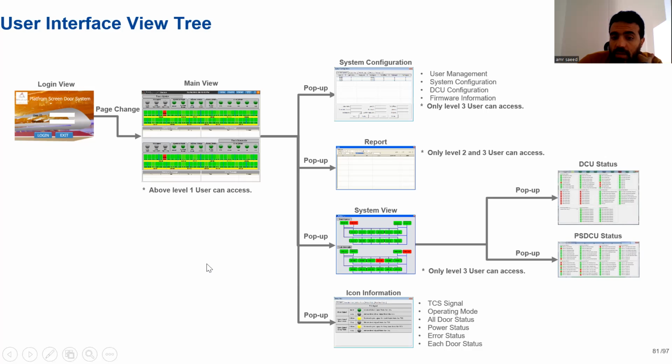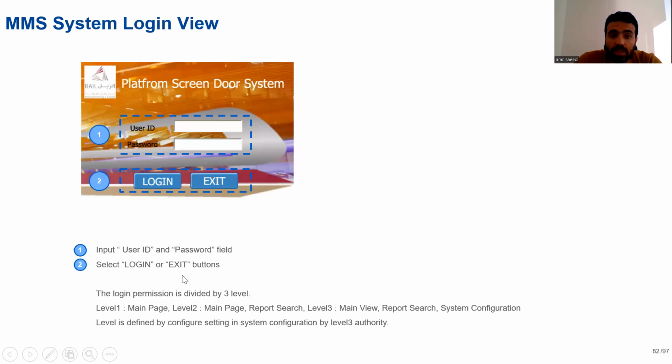We have here level 2, 3, and with every level you will find an ID and password. And this icon, information, shows us the TCS signal, operation mode, all door status, power status, error status, each door status. Here you can see the user ID, password.